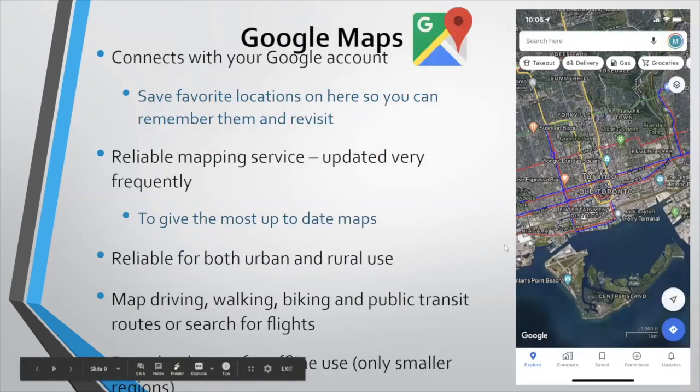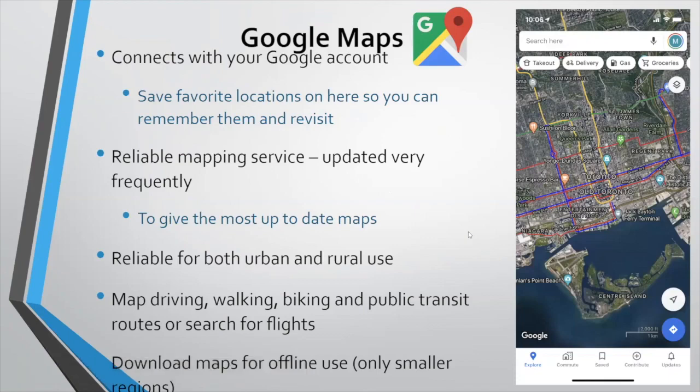All right, and then finally, as I was saying before, I'm sure most, if not all of you, are familiar with Google Maps. This is probably one of the most up-to-date in terms of the different roads and whatnot. Google Maps connects with your Google account. So you can do things like saving your favorite locations so that you remember them and can revisit them. It'll also remember when you visited a certain location, and it'll tell you, oh, you went to that restaurant 6 months ago or something.